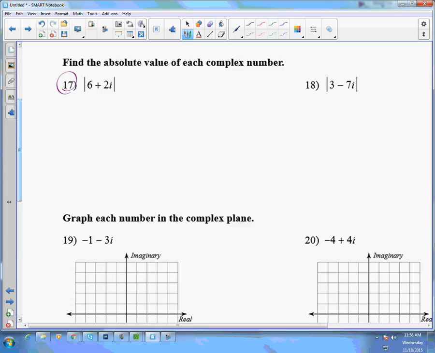Okay. Find the absolute value of each complex number. You've also known this formula since last year. You use it a lot. Does anyone know the definition of an absolute value? What is absolute value? What does that mean?